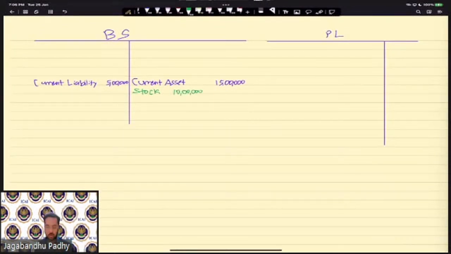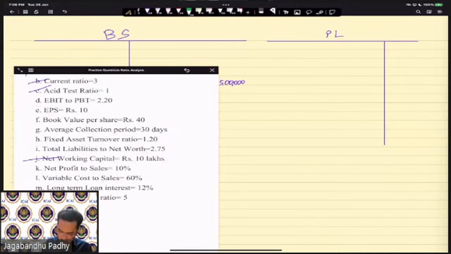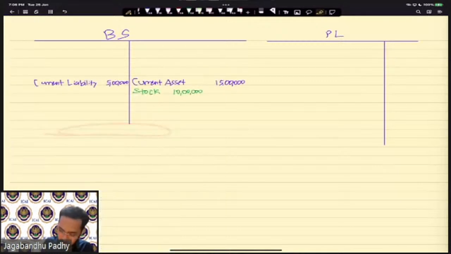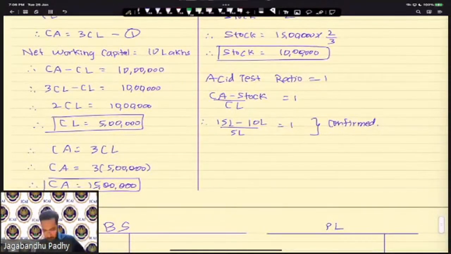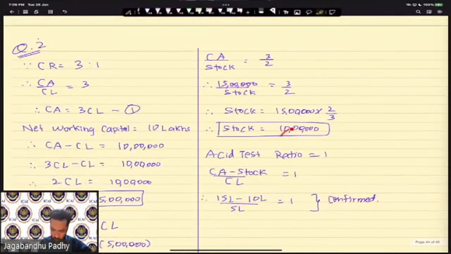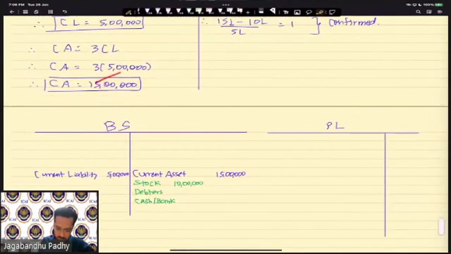The rest, 5 lakh, we don't know whether it is debtors or cash in bank, but surely there will be debtors because we have the average collection period over here. From there, we are definitely going to get the amount of debtors, and the balance, if any, will be cash or bank, which we will compute later on. So as of now, we have this information: stock, current liability, and current asset.